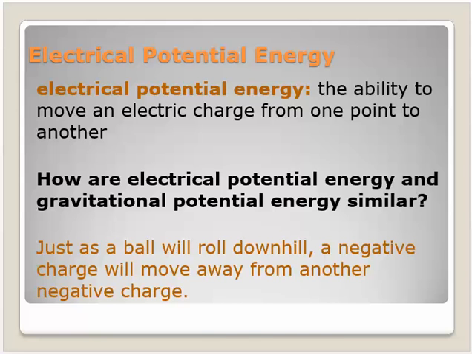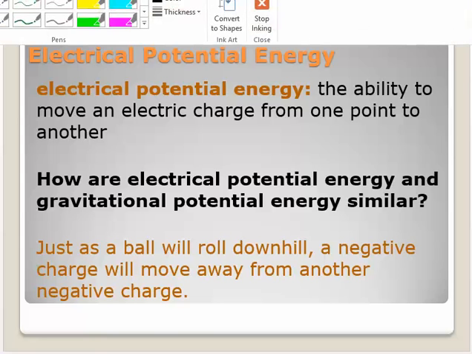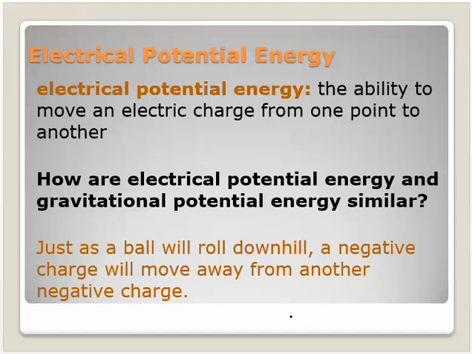How are electrical potential energy and gravitational potential energy similar? Well, just as a ball would roll down a hill, and if you can imagine a ball at the top of a hill, we've got the hill, we've got this ball up here. Gravity is going to pull it down the hill. Why? Because there's this gravitational potential energy.